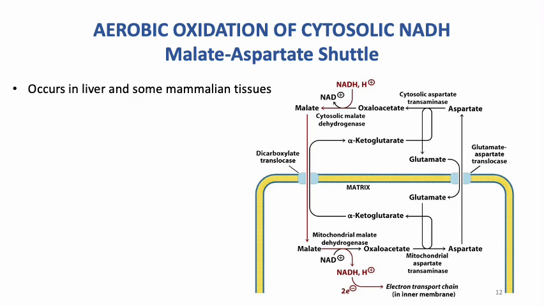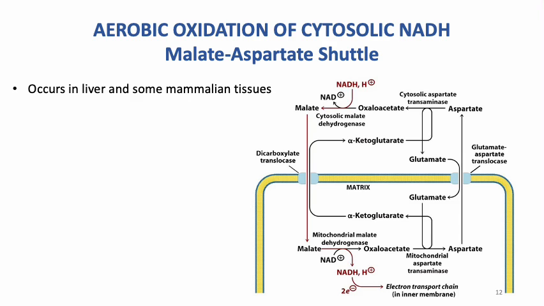What happens in the matrix of the mitochondrion? Malate will be oxidized again to oxaloacetate, catalyzed by the enzyme mitochondrial malate dehydrogenase, and NADH will be released. Now, this NADH will enter the electron transport chain and will be oxidized to produce ATP. So here there is no loss of energy. The NADH enters the mitochondria via malate, and the malate will be oxidized in the mitochondrion to oxaloacetate, releasing the NADH.